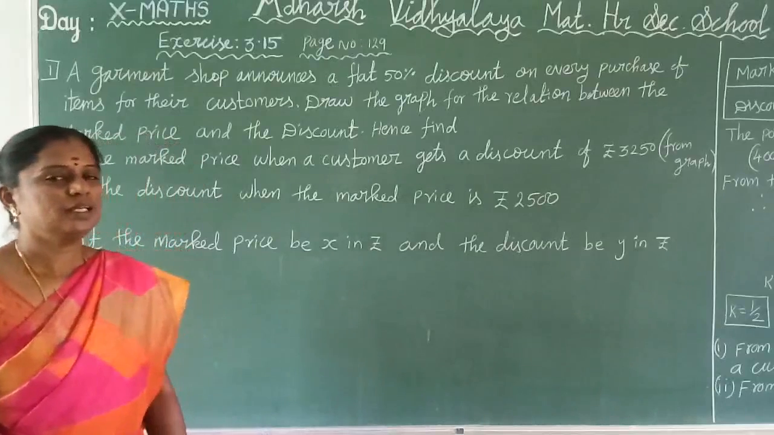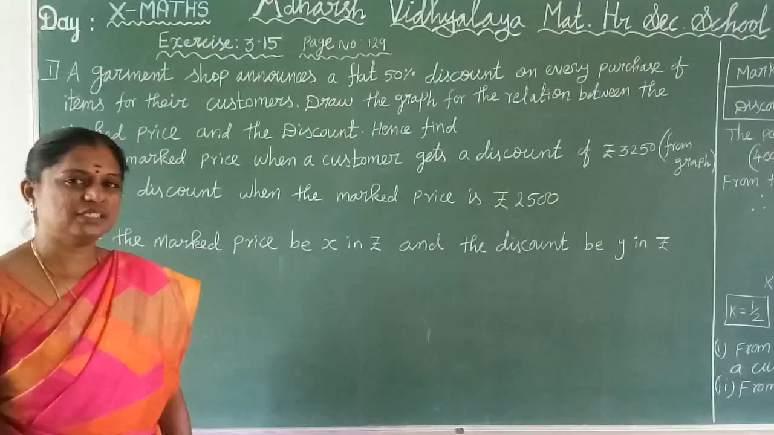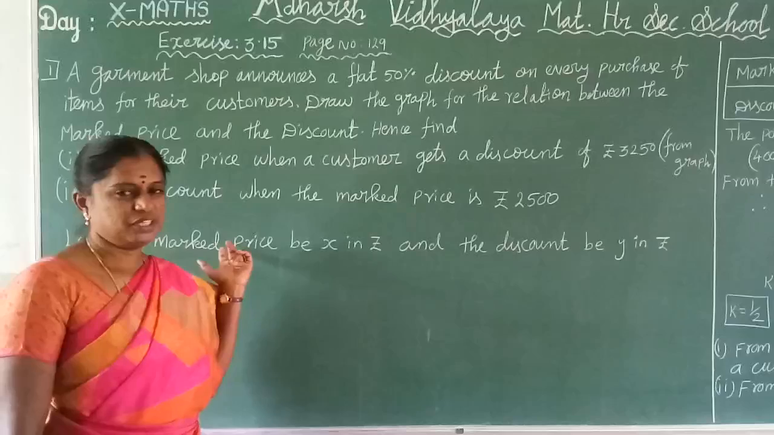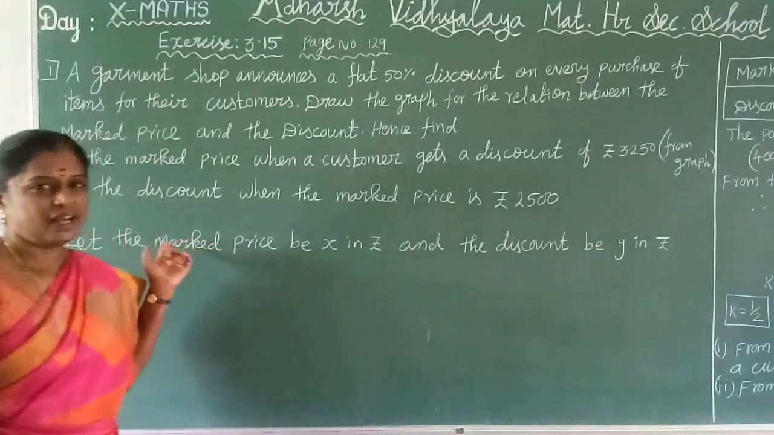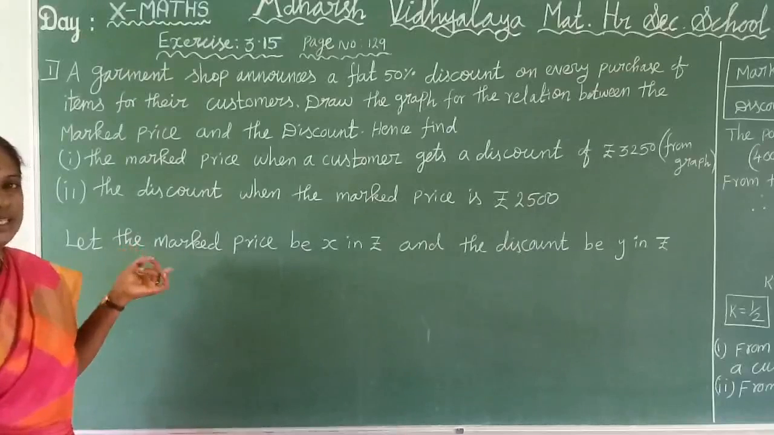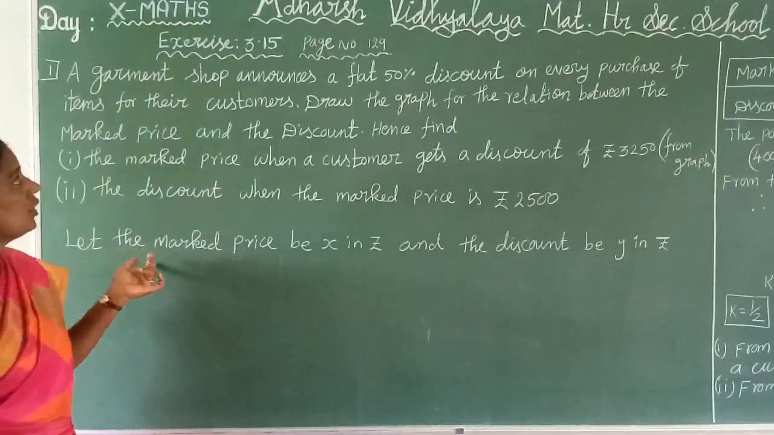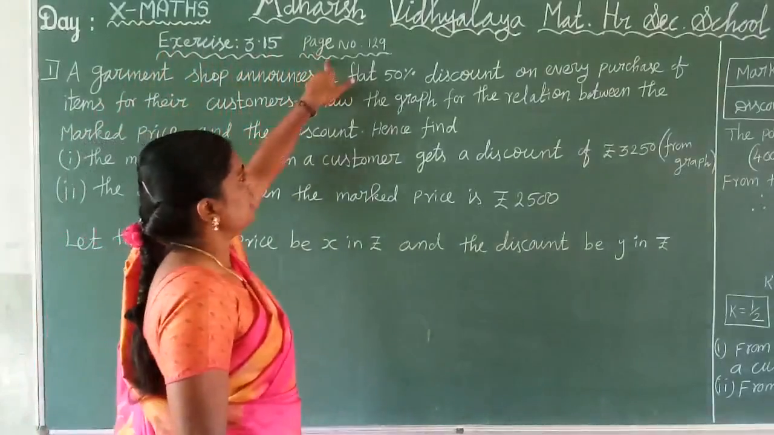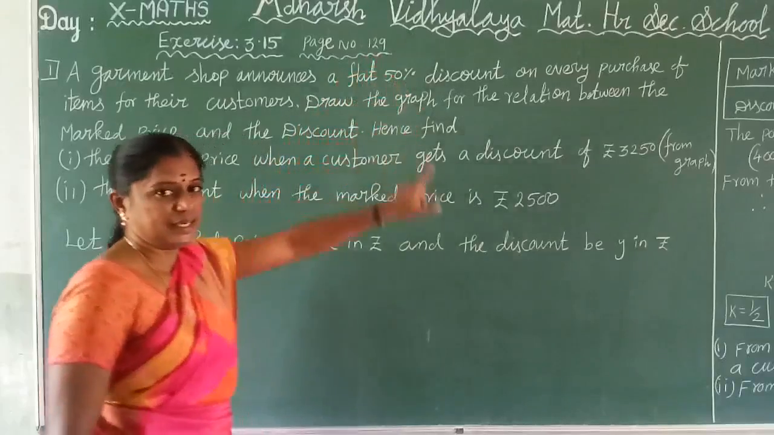In this chapter, the graph of variation we already discussed in the last class. Direct variation and indirect variation using graphs are completed. So of the three example sums, one example sum is homework. Today we discuss exercise 3.15, in the new book, page number 129.